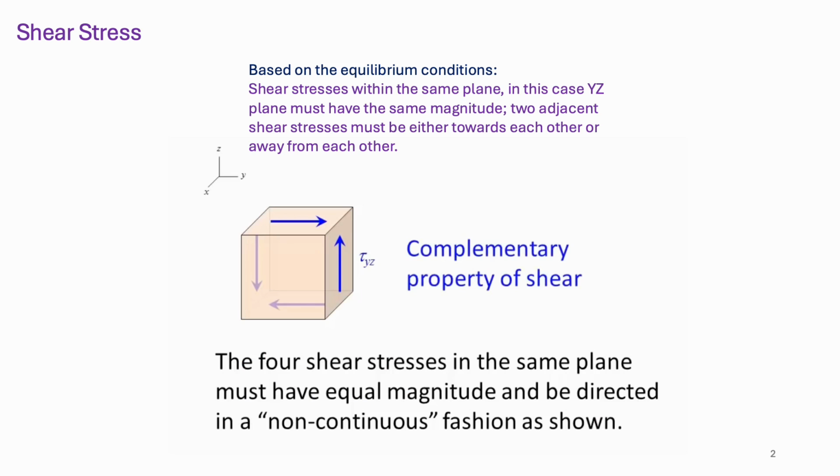When we apply the equilibrium conditions, the normal stresses along the same directions must be in pairs with equal magnitude and opposite directions. And similarly, again, based on the equilibrium conditions, the shear stresses within the same plane must also have the same magnitude, and two adjacent shear stresses must be either towards each other or away from each other.